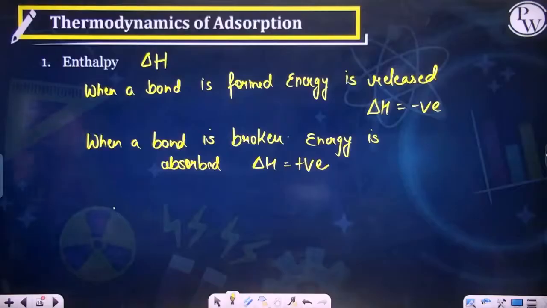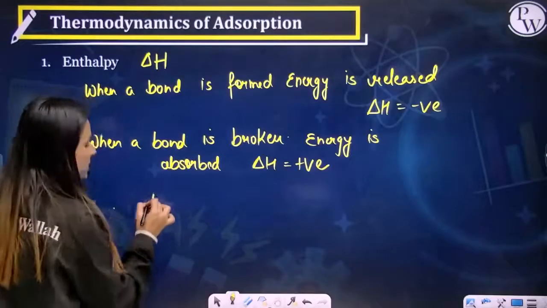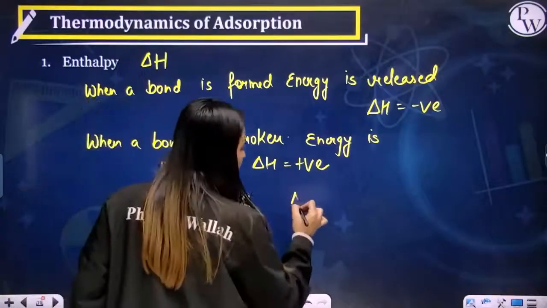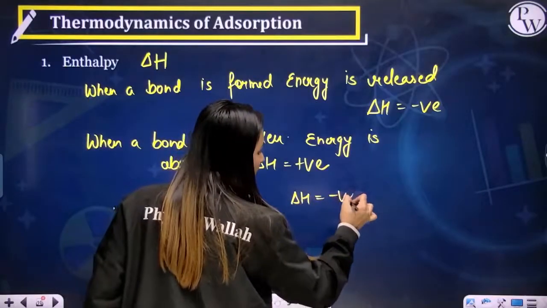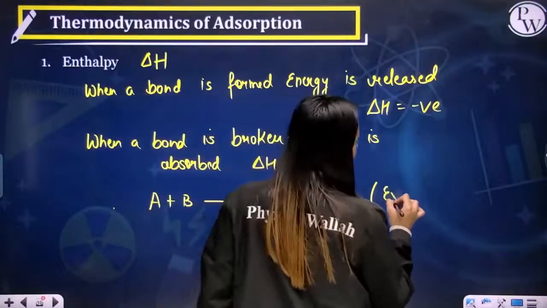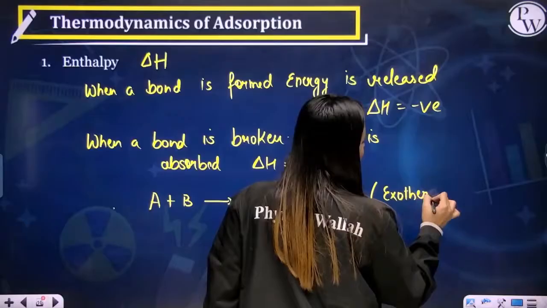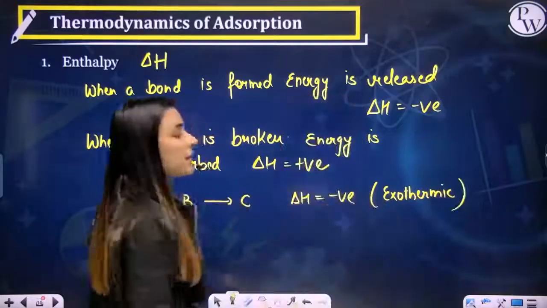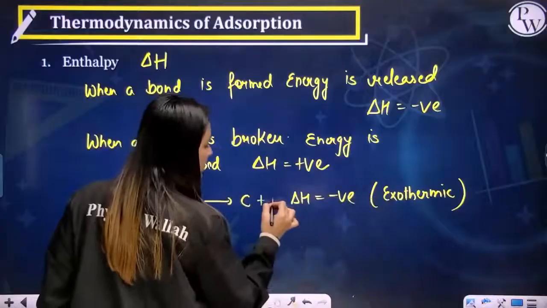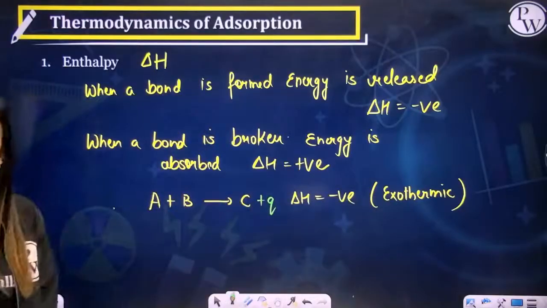Yes. Now, my dear students, let's say you have an A plus B reaction which gives you C as the product, and if its delta H value comes out to be negative, we say it is an exothermic reaction. Why exothermic? Because energy is released. If we want to draw the heat, we'll say heat is released, so heat will be on the product side.